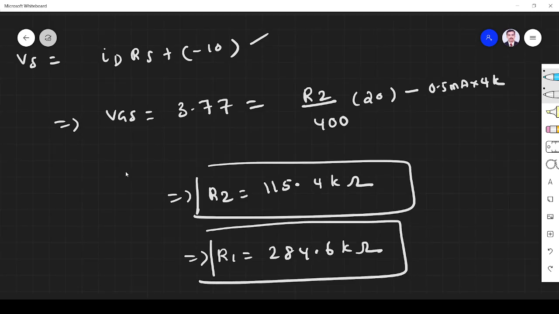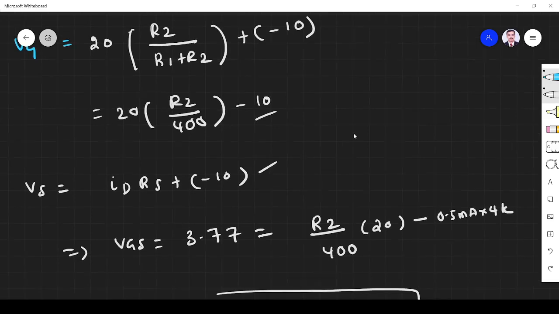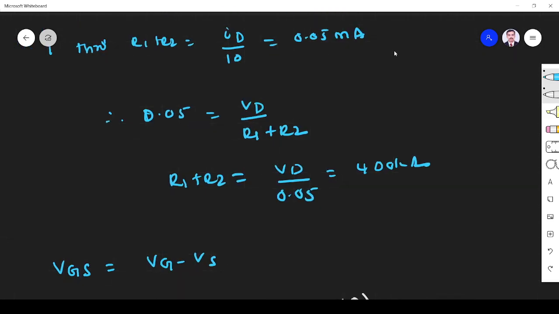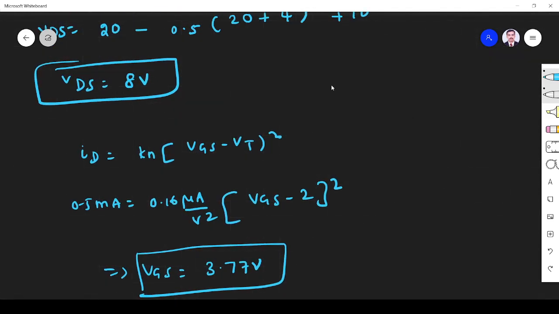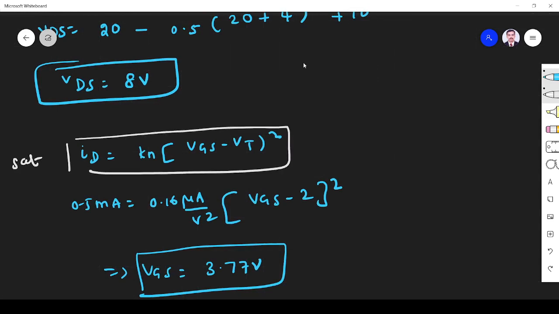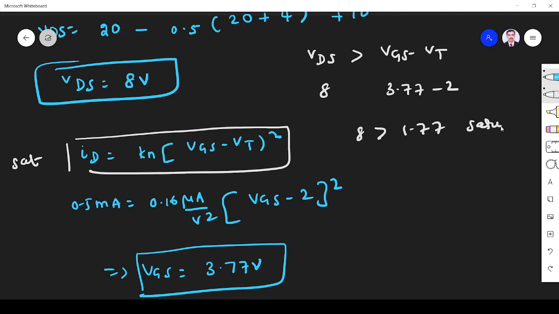R1 found, R2 found. What is the VDS value? We found it already: VDS is 8 volt, and VGS we found is 3.77. We assumed this ID formula is for the saturation region. For saturation, the condition to be fulfilled is VDS greater than VGS minus VT. VDS is 8 volt, VGS is 3.77, VT is 2 volt, so 8 is greater than 1.77. So our assumption is right. For these values, the device is in saturation mode.